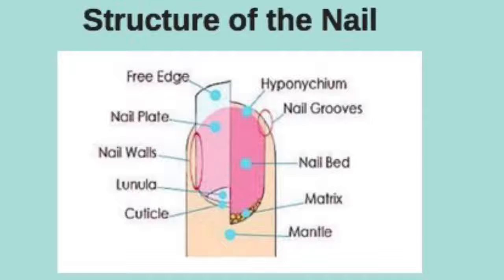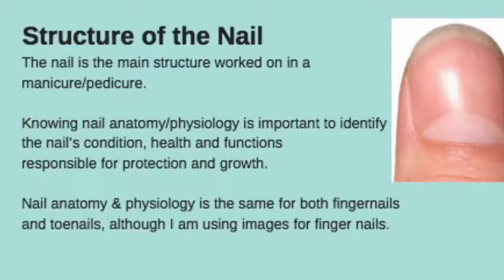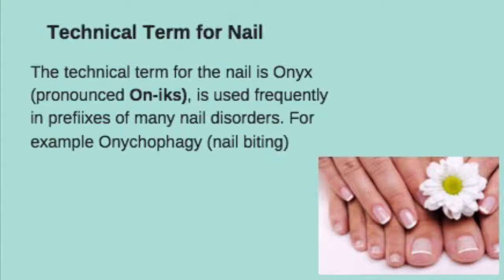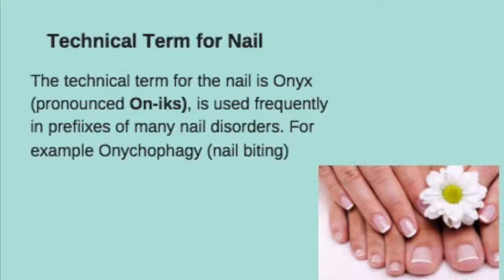And there's a diagram of the structure of the nail. The main structure worked on in a manicure and pedicure is the nail. Knowing its anatomy and physiology is important to identify its condition, health, and functions that are responsible for protection and growth. Nail anatomy and physiology is the same for both fingernails and toenails, although I'm using images for fingernails. The technical term for the nail is onyx, pronounced O-N-I-K-S. It is used frequently in prefixes of many nail disorders, for example, onychophagy, which is nail biting.